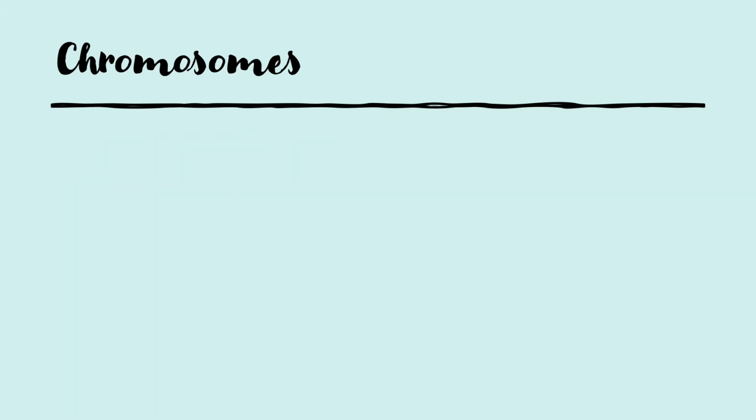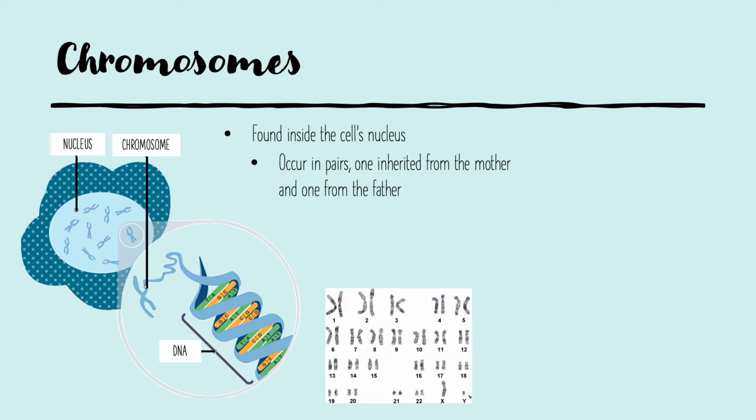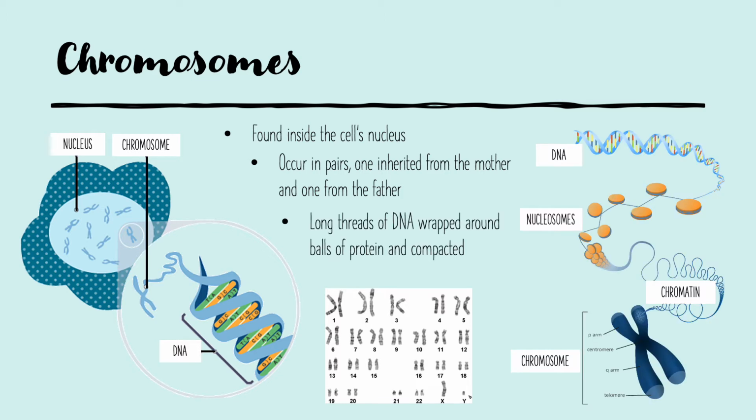Here you can see an enlarged image of what chromosomes look like inside a cell's nucleus. They actually occur in pairs, 23 pairs in fact, and since we inherit one from our mother and one from our father, we actually have 46 individual chromosomes in total. Chromosomes are long threads of DNA wrapped around small balls of proteins or histones to form nucleosomes. This helps them compact tightly together so we can fit in all the important information, since a human cell contains a whopping 3 meters of DNA.